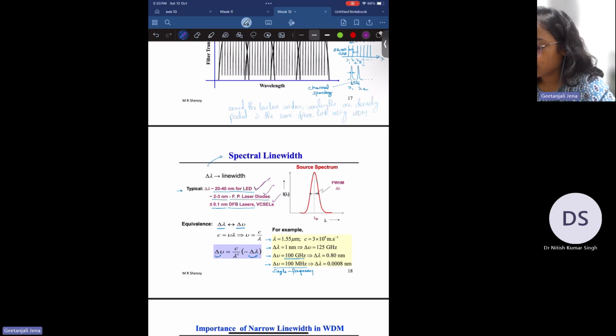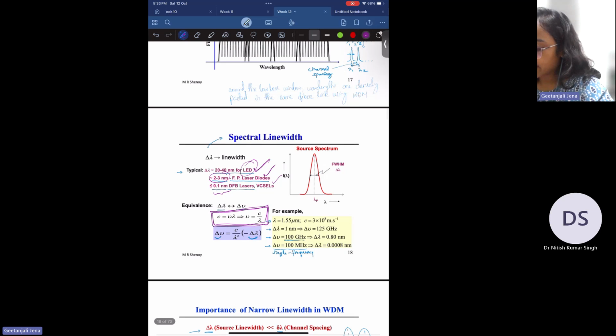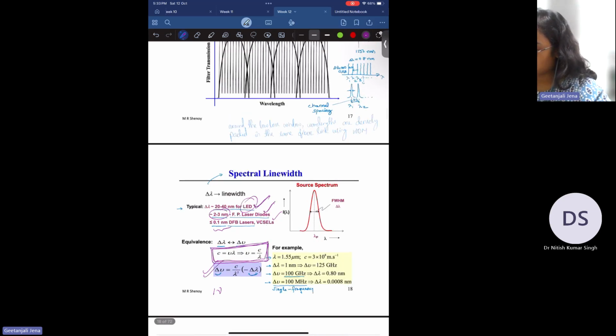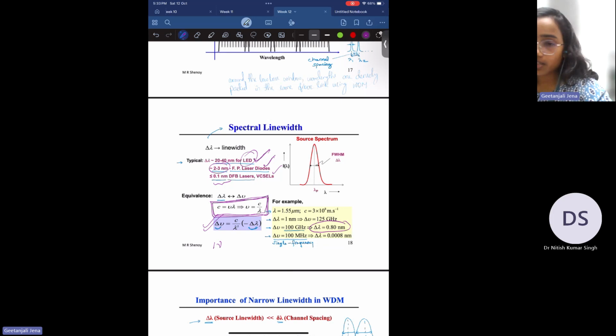These we have already seen, so please go through it. For LED, it is 20 to 40 nanometer, for Fabry-Perot laser diode it is 2 to 3 nanometer, and for DFB laser it is less than 0.1 nanometer. And this relation, please remember; it is highly useful for numerical calculation. Delta nu is related to delta lambda by delta nu equals C by lambda square times delta lambda. For 100 gigahertz, delta lambda should be 0.8 nanometer, meaning the different channels should be separated by 0.8 nanometer.